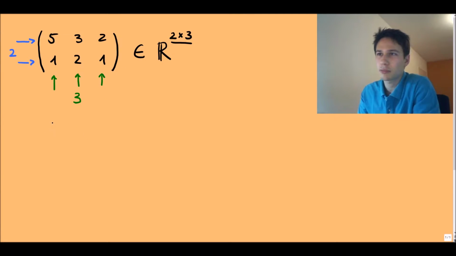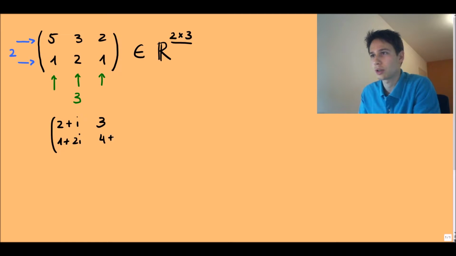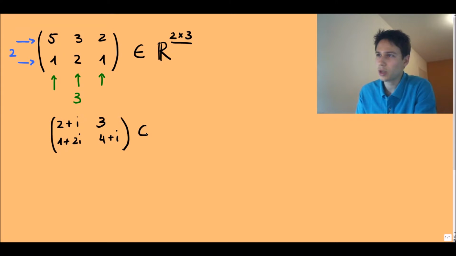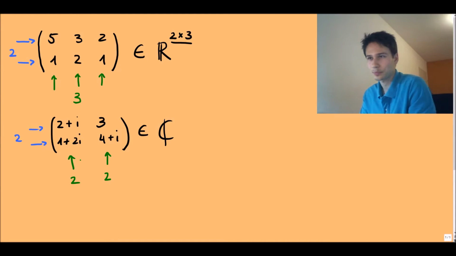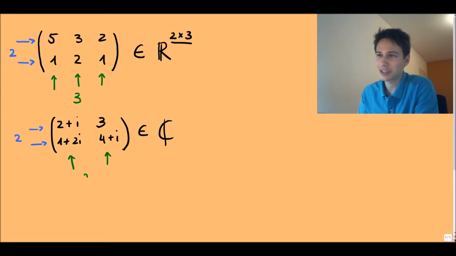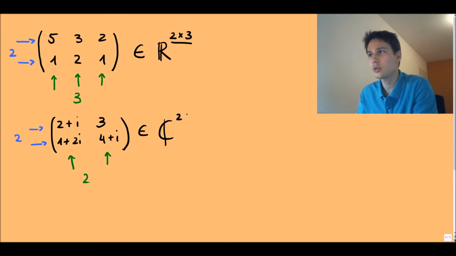Let's do a second example. Suppose we have the matrix 2+i, 3, 1+2i, 4+i. In this case, we can say that this is an element of, well, we can't write R as the field in which these numbers are defined in, because these are obviously complex numbers. So we need C as our field. Now we can again count the number of rows. We have 2 rows. We have 2 columns. So this is a square matrix and its dimension is 2×2. 2 rows and 2 columns.